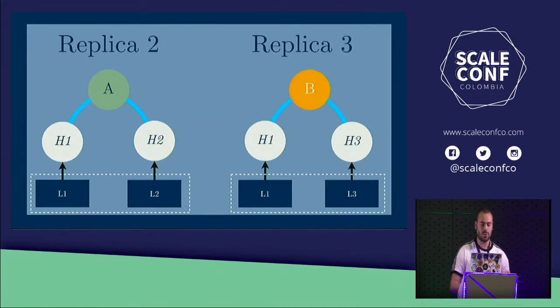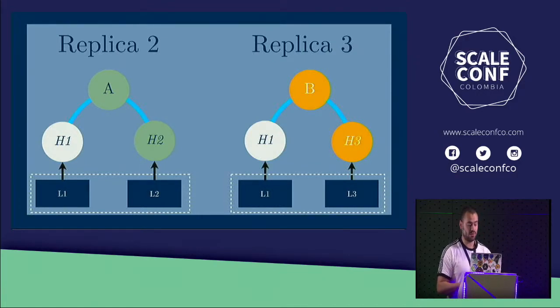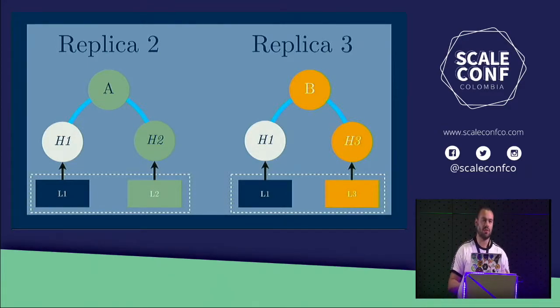In order to compare the state of these nodes, the replicas will exchange the corresponding Merkle trees by levels. And they will only descend further down if the corresponding hashes are different. So in this case, H2 is different than H3, and we know that replica 2 is right and replica 3 is wrong. So we know at this point that there are objects which must be repaired.